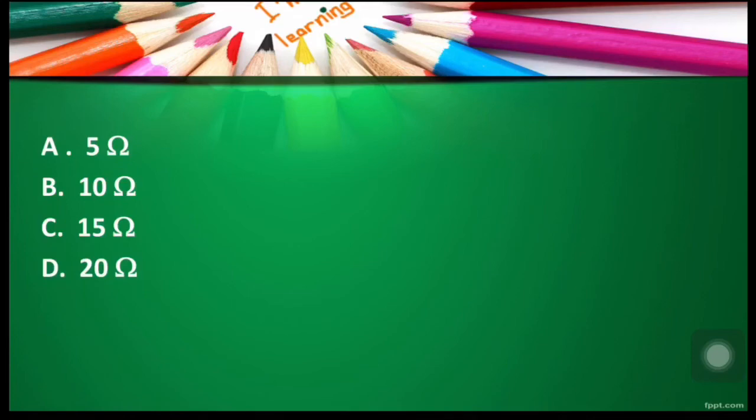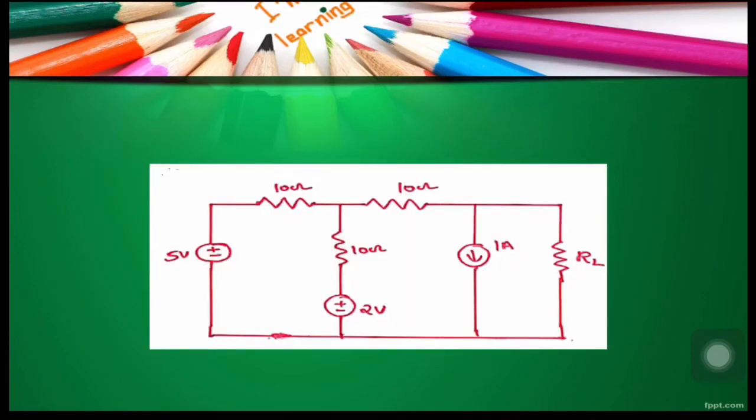Let us first understand the question. This is the network given. Here we are asked to find out the value of this resistor RL such that this source network delivers maximum power to RL. As you know, a network delivers maximum power to the load resistor when RL is equal to the Thevenin equivalent resistance of the source network.